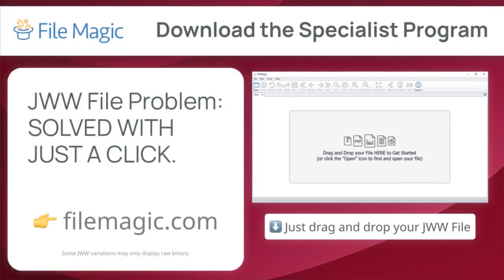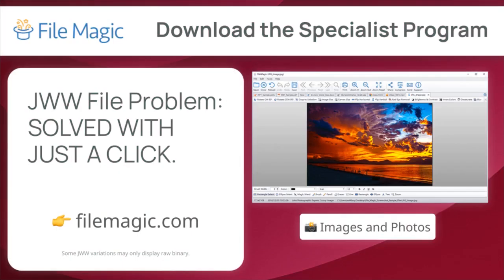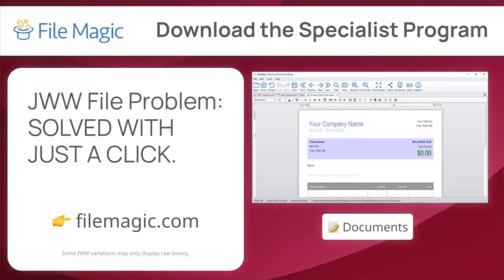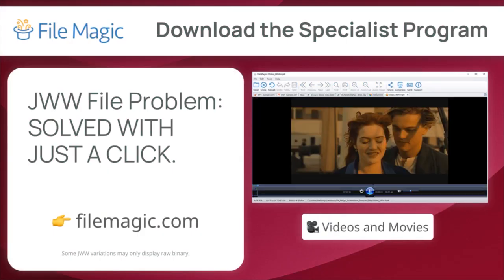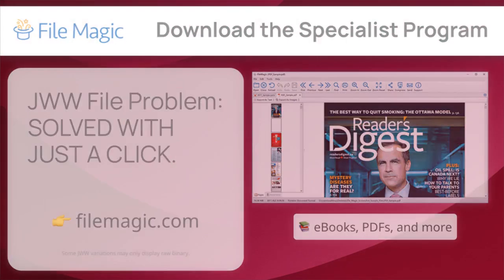Get ready for the finale. The power of this solution comes from the deep JWW file analysis provided by one specific inspection tool that is truly universal in its application.